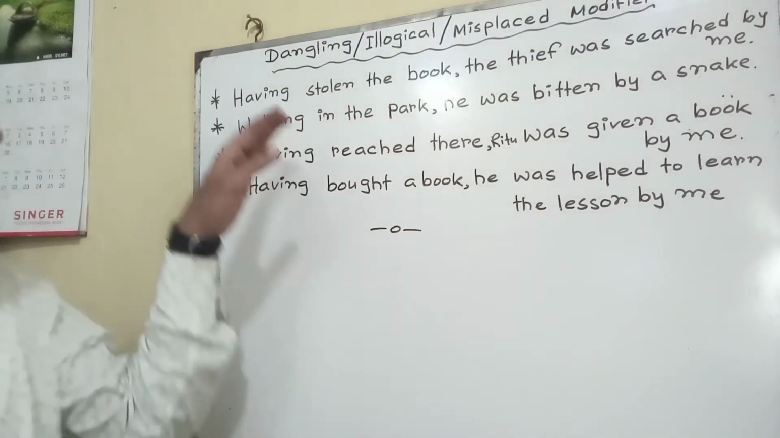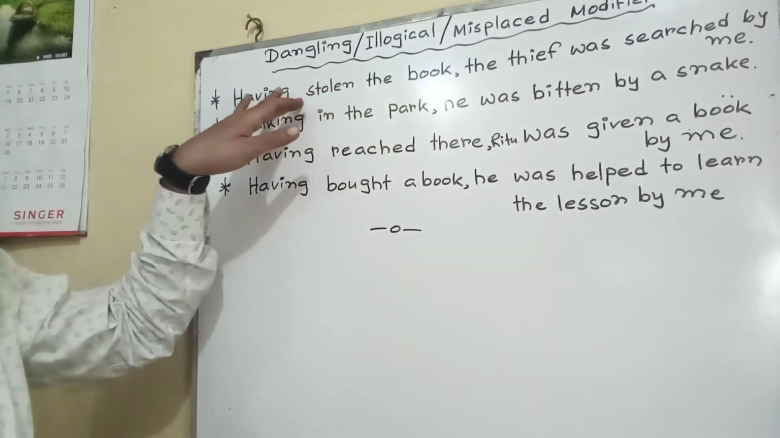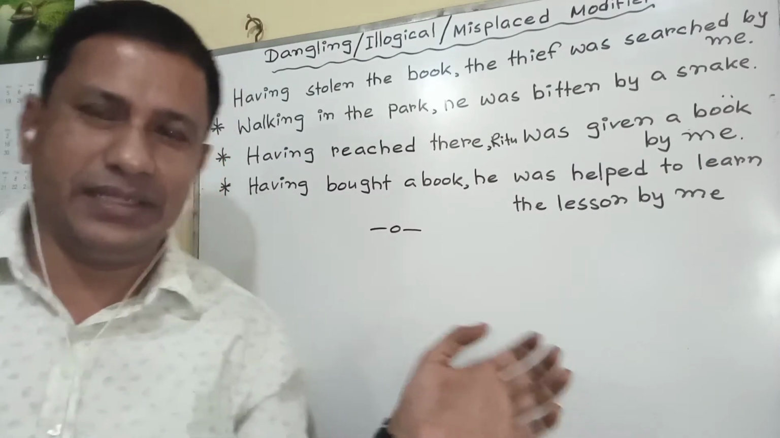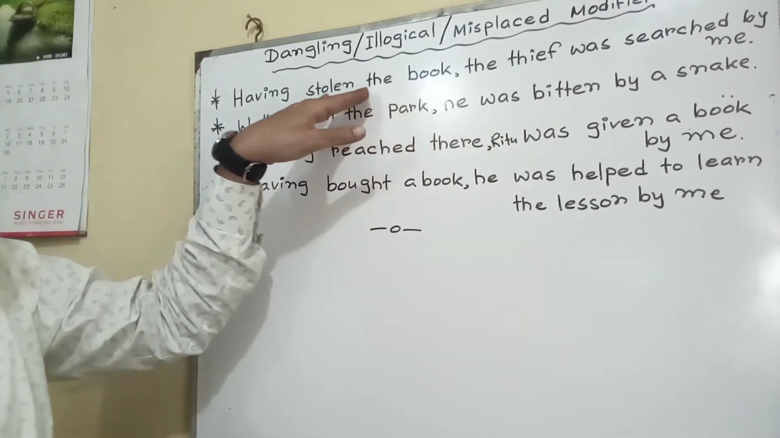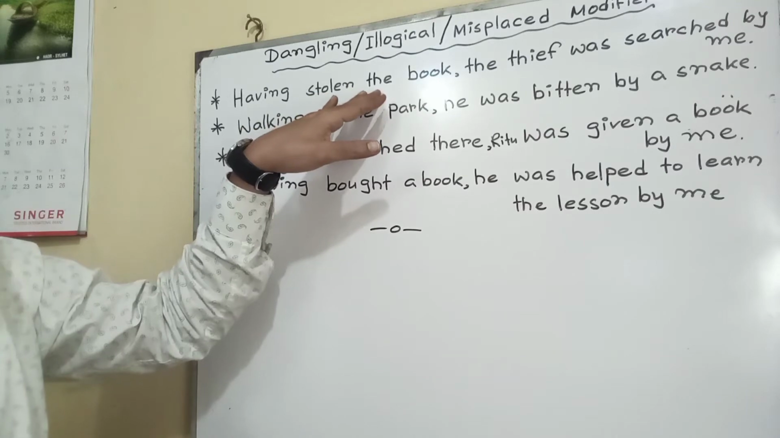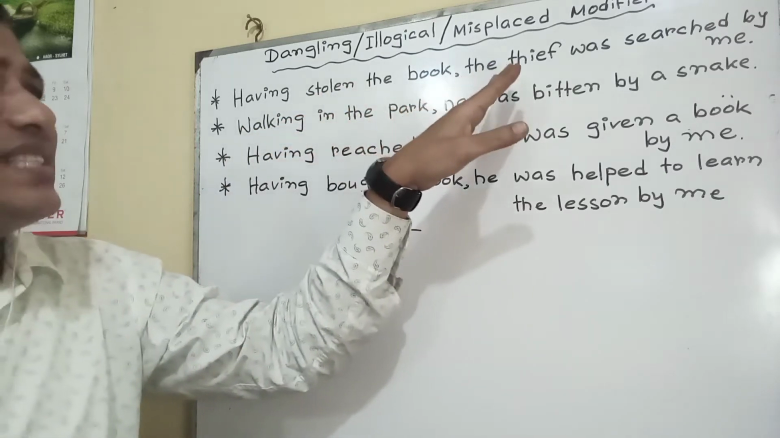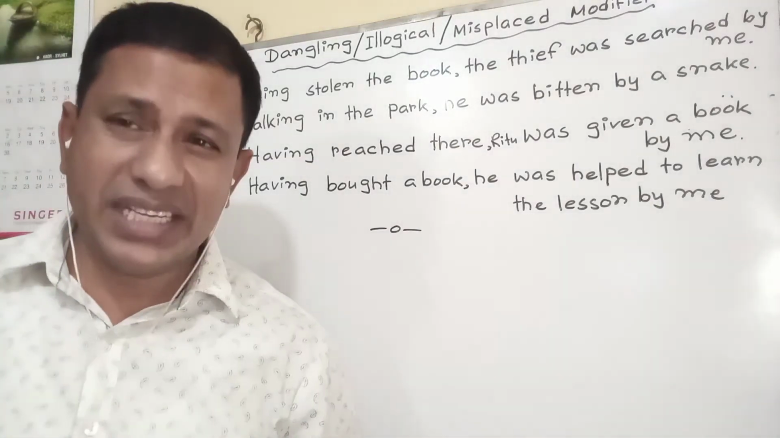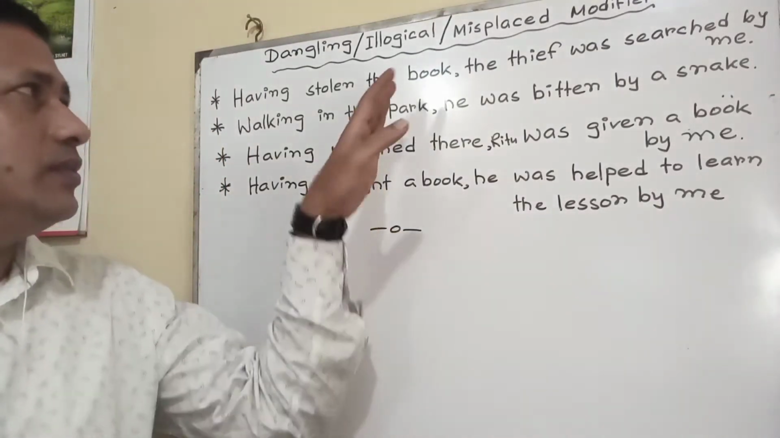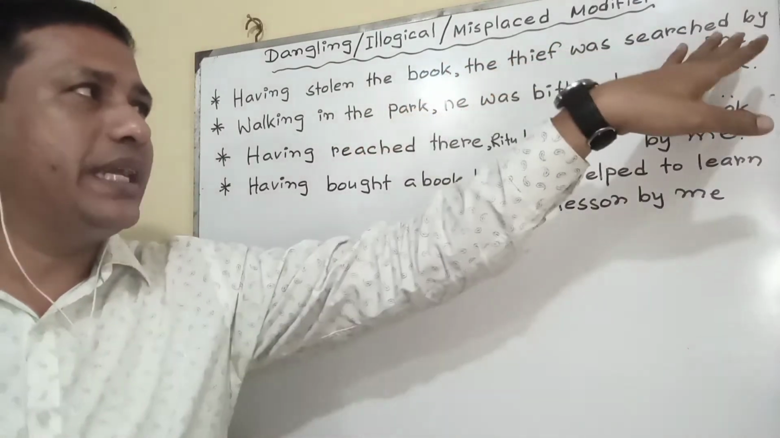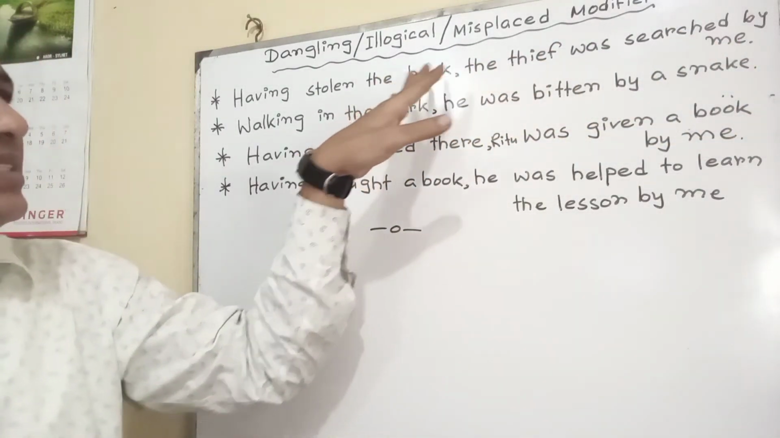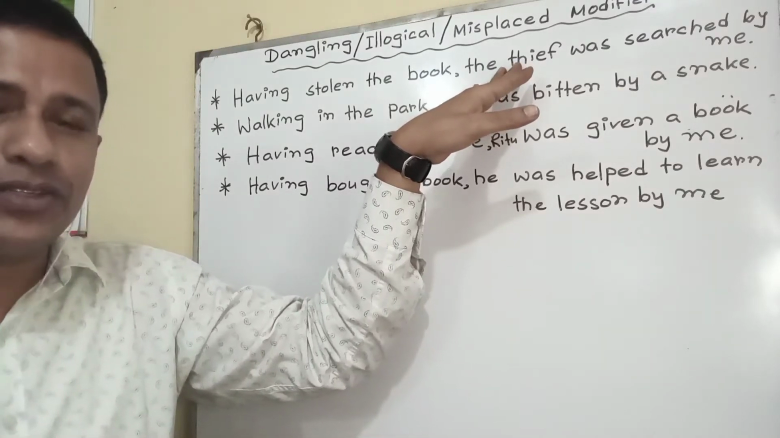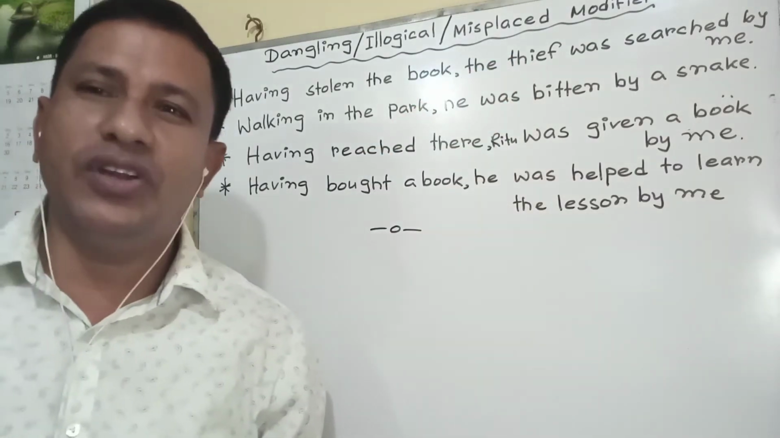Dangling modifier, a phrase. What is a phrase? A group of words is called a phrase. When a modifier is placed beside a subject, it does not modify or qualify the subject, rather it qualifies another subject or another thing or another person. It is called a dangling modifier at that time.